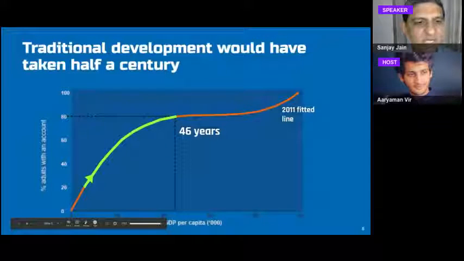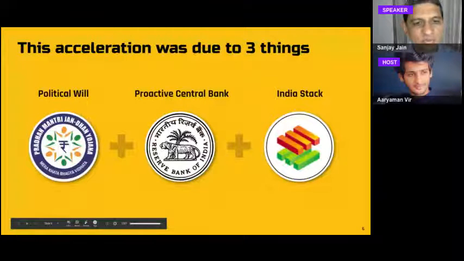And in some sense, a lot of the work that was done with the India Stack was what led to this big change. Most countries would have taken about 46 years to make that journey, and we were able to do that in a period of about 6 years. So the question is really how we were able to achieve that. It was a combination of three things. One was clearly political will, and there was a very proactive central bank. And the third piece of the puzzle, which is unique to us, is actually the India Stack.